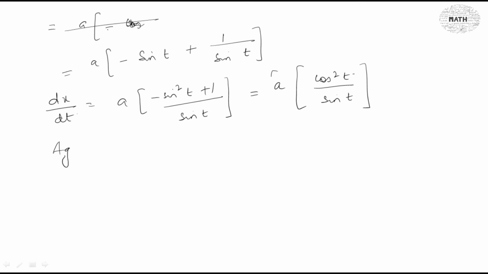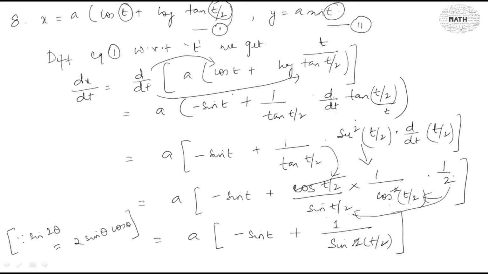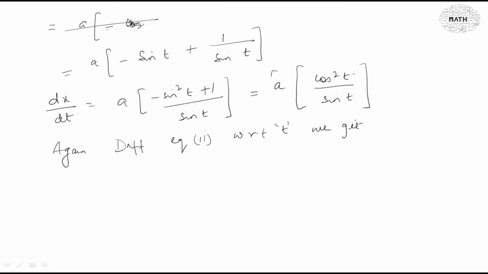Now again differentiating equation 2 with respect to t, we get, now let me go back and see what is equation number 2. Equation number 2 happens to be y is equal to a sine t, so that will be nothing more than dy by dt is equal to d by dt of a sine t, so that will be a cos t.